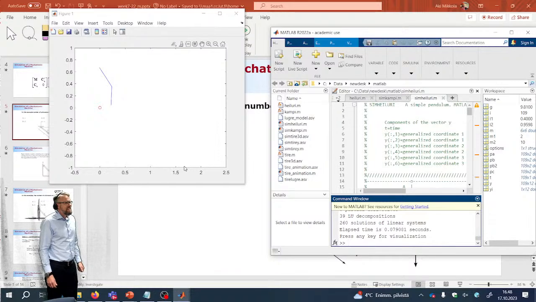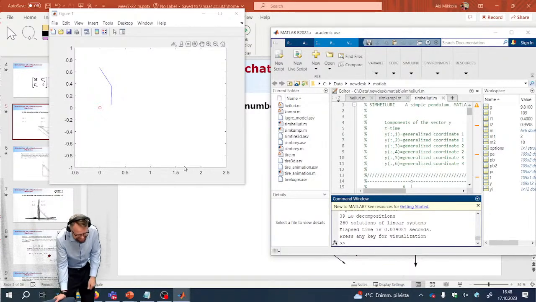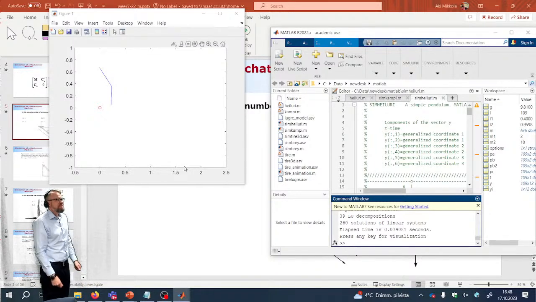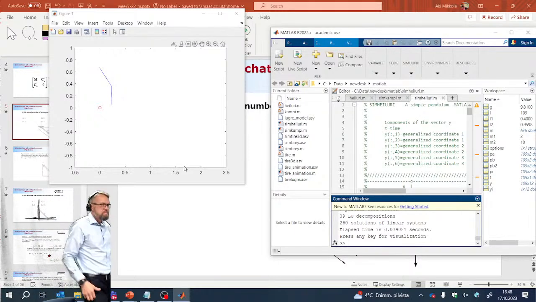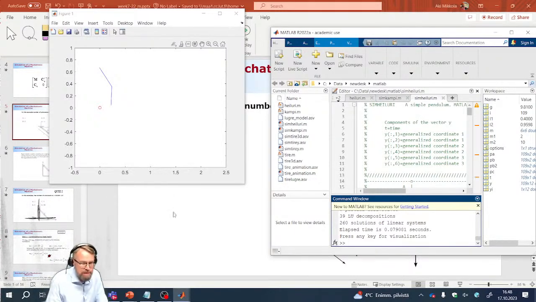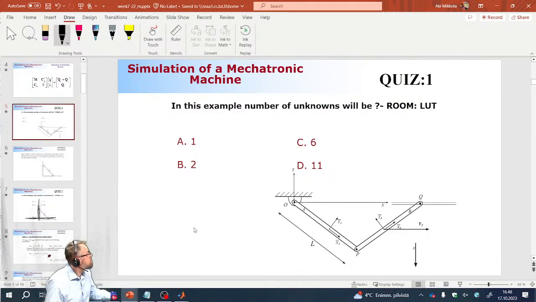I'm still confused. Can you show the figure? Okay, let's show the figure. So the figure is, this is a mechanism. This is a revolute joint, and that one is a prismatic joint. Okay, so it should be just working like something reciprocating.